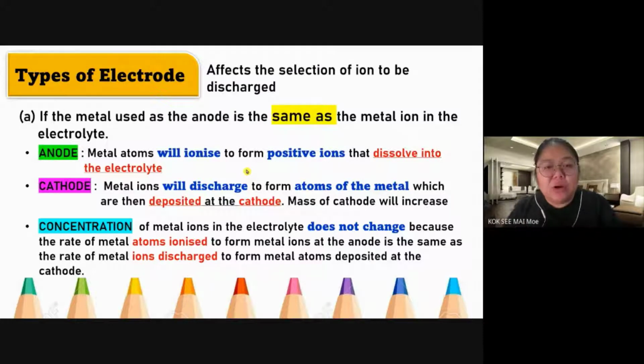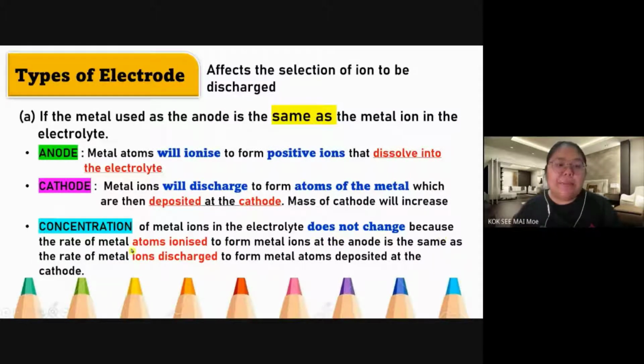If the anode also discharges and the cathode also discharges, then the concentration will be different. Because both discharge, the ion concentration in the electrolyte would decrease. But for this situation, only the cathode discharges. The anode doesn't have any discharge. The anode just gives the ion into the electrolyte. So we say it dissolves into the electrolyte.